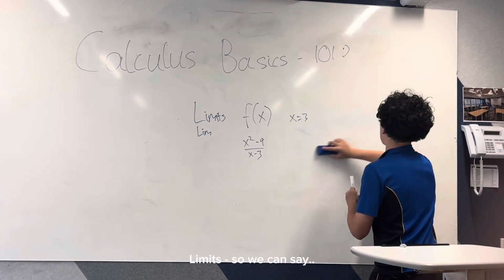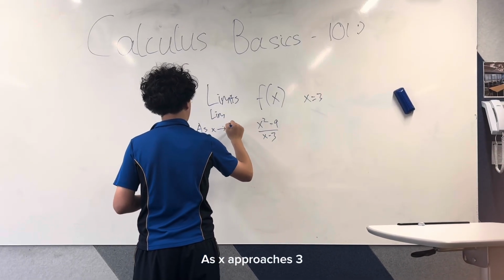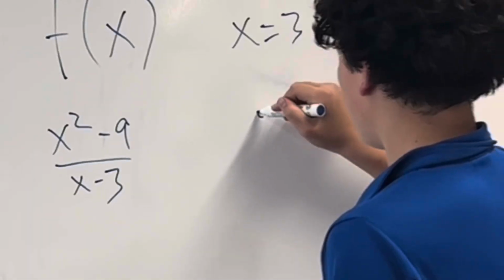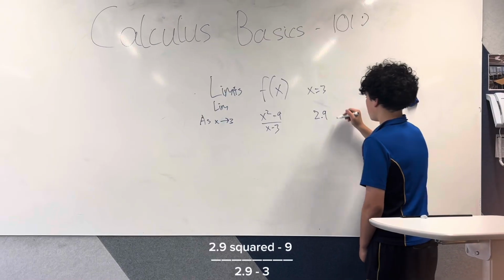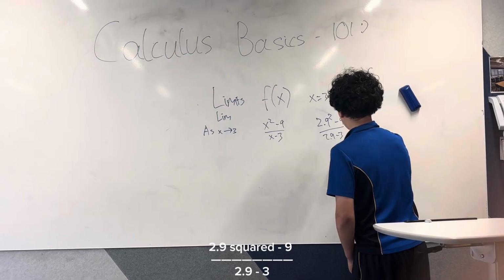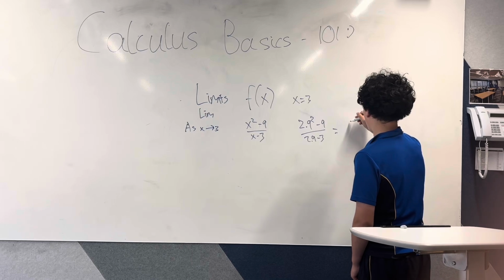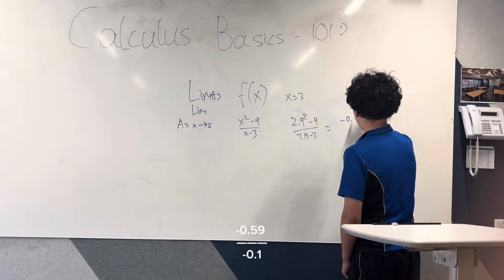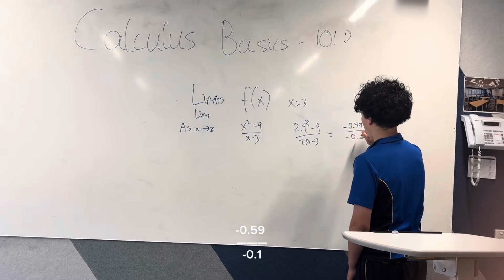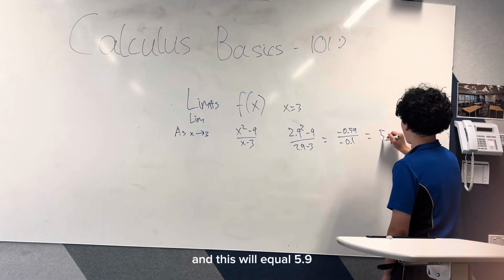Limits, so we can say as x approaches 3, we can use, let's just say, 2.9. 2.9 squared minus 9 over 2.9 minus 3, which will equal, let's just say, negative 0.59 over negative 0.1. And this will equal 5.9.